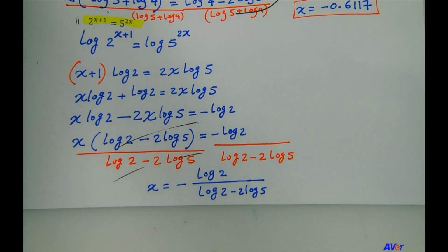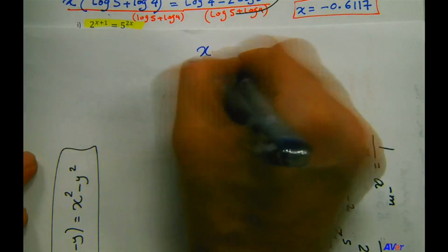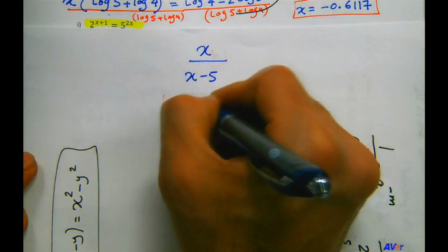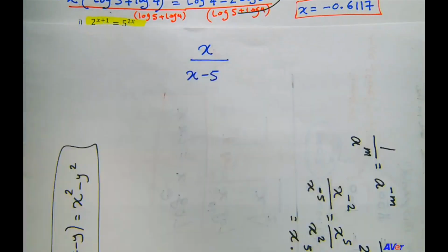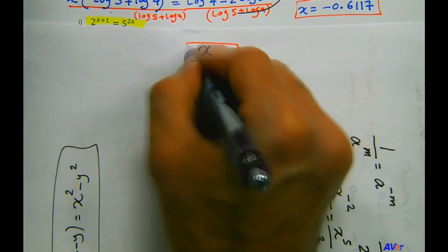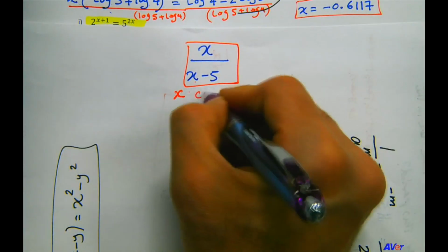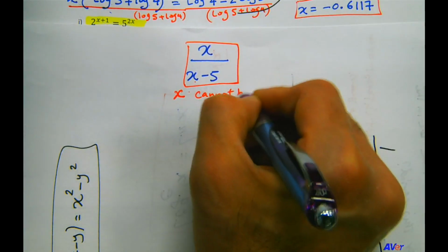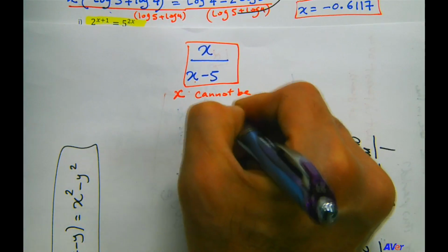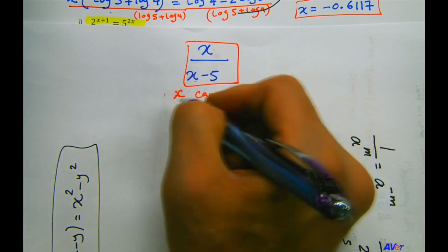So let me use a scratch paper here and make a point. If you have x divided by x minus 5, can you cancel this by this? No. This x here cannot be simplified. Okay, so don't do that, please.